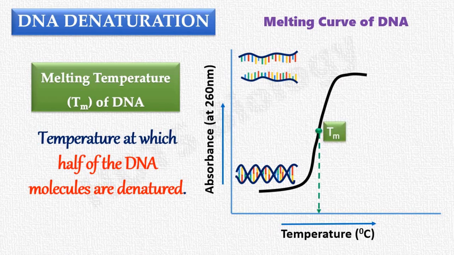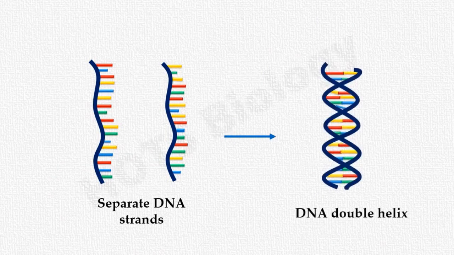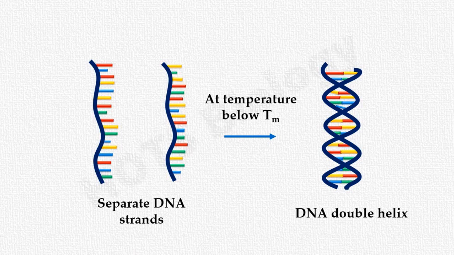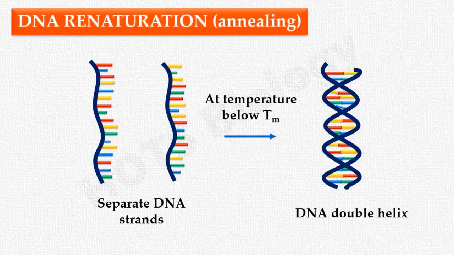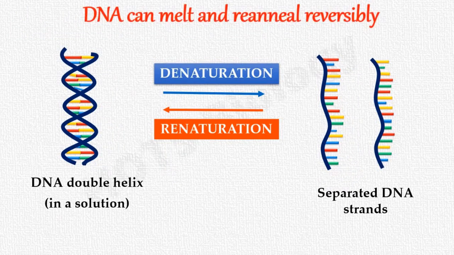Besides denaturation, another feature of the DNA double helix is that the separated complementary strands of DNA can spontaneously reassociate to form a double helix. This happens when the temperature of the DNA solution is lowered below its melting temperature. This phenomenon is known as renaturation or annealing. At the end of this video lecture, we now understand that DNA can melt and reanneal reversibly.